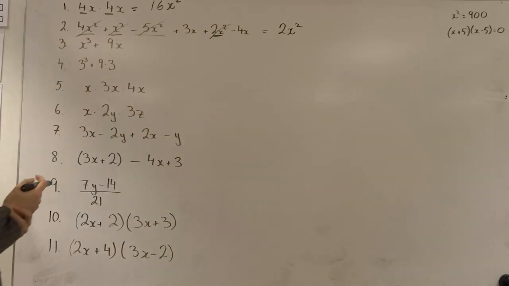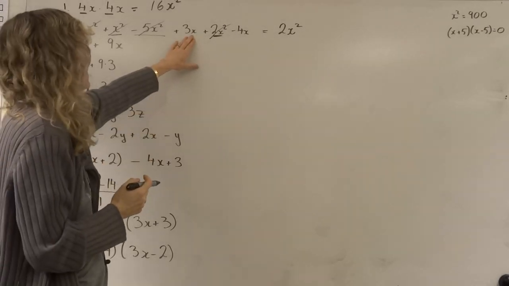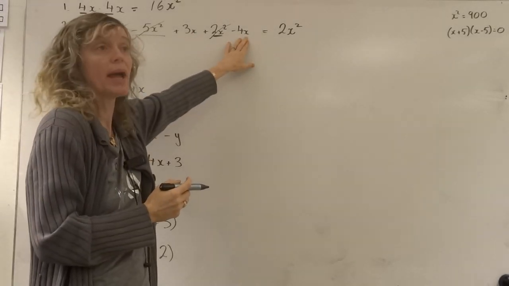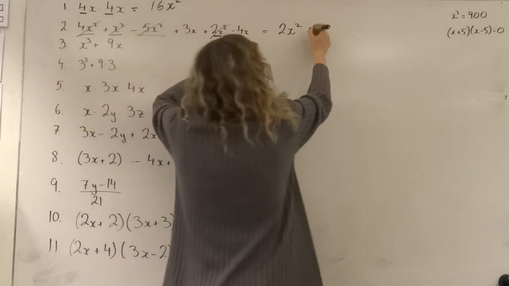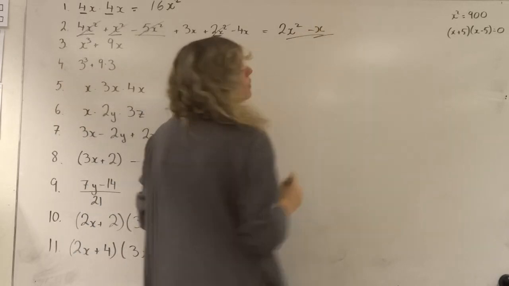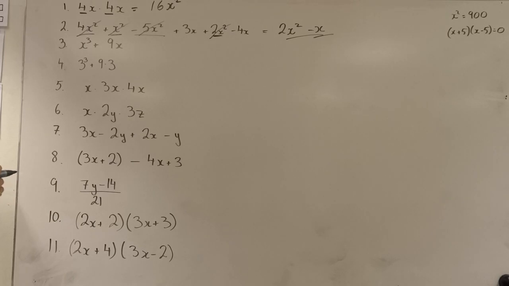Now I'm looking at my x terms. I have 3x here minus 4x. 3x minus 4x would give me minus x. So that would be the most simplified term of that expression.